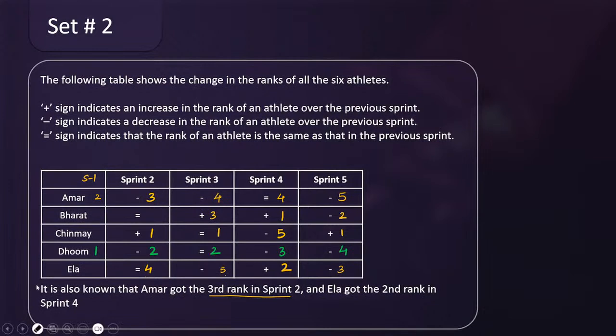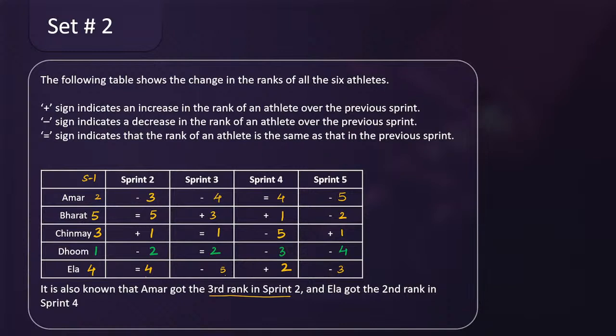Now for Bharat, in sprint 2, I have rank number 5, which has improved in sprint number 3. Plus sign is there. Clear? Bharat will have rank number 5 in sprint 1 because of equal sign. Ela will have rank number 4 in sprint 1 because of equal sign. And only one rank is left, that is rank number 3 for Chinmay in sprint number 1. And that's it. We have all the ranks in front of us.